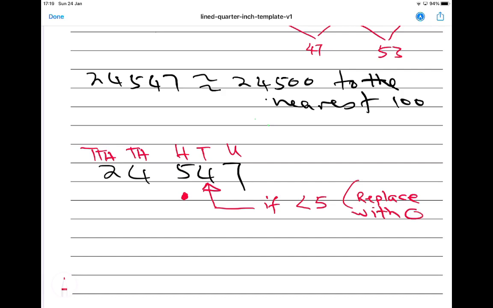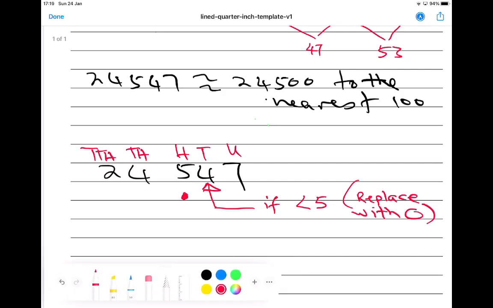Right, just replace with a 0 and keep your hundreds digit as it is. But if that digit was bigger than 5 or equal to 5, then we were going to round up. In other words, we were going to add a 1 to the 5 under the hundreds. But in this case, that tens digit is smaller than 5. Therefore, we can just conclude wherever there is a 4, we will put a 0, and where there is a 7, we'll put a 0.